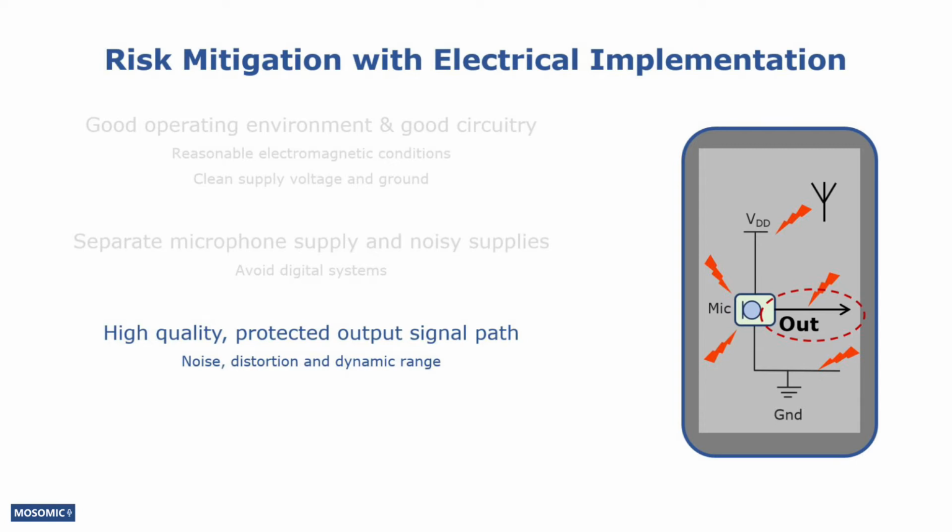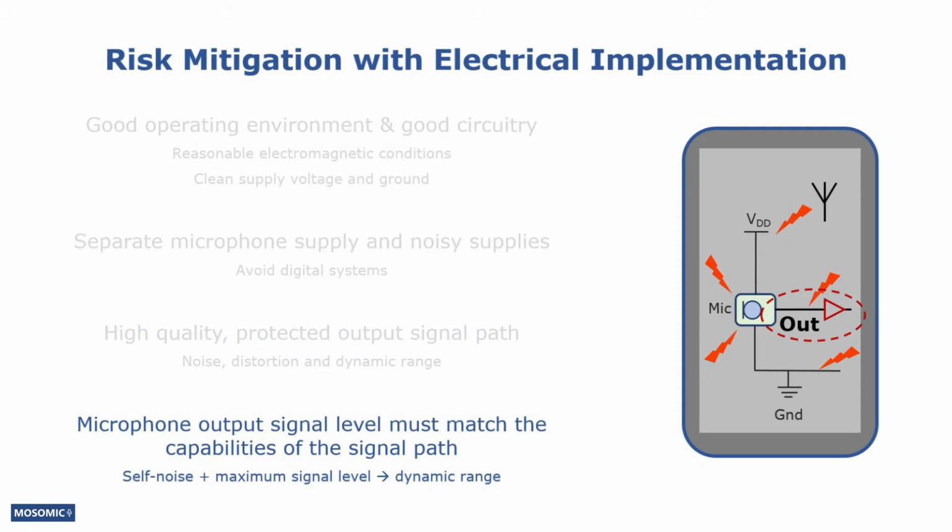Low noise, low distortion, and high dynamic range are key parameters to preserve. The dynamic range of the signal path should be so high that it doesn't limit the dynamic range of the microphone system. In practice, dynamic range is limited by the saturation point and thereby distortion of the signal path at high signal levels, and the self-noise of the path at low signal levels. The output signal level of the microphone must be correct in relation to the dynamic range of the signal path.